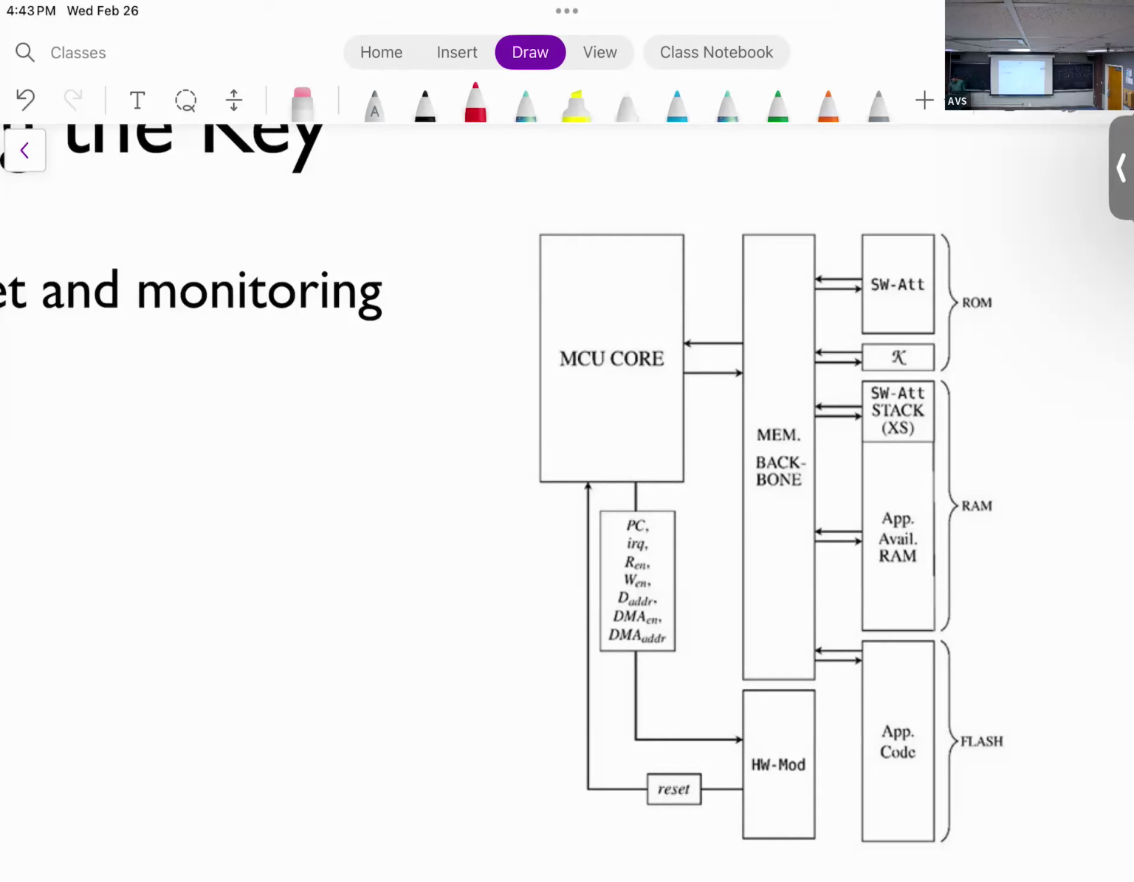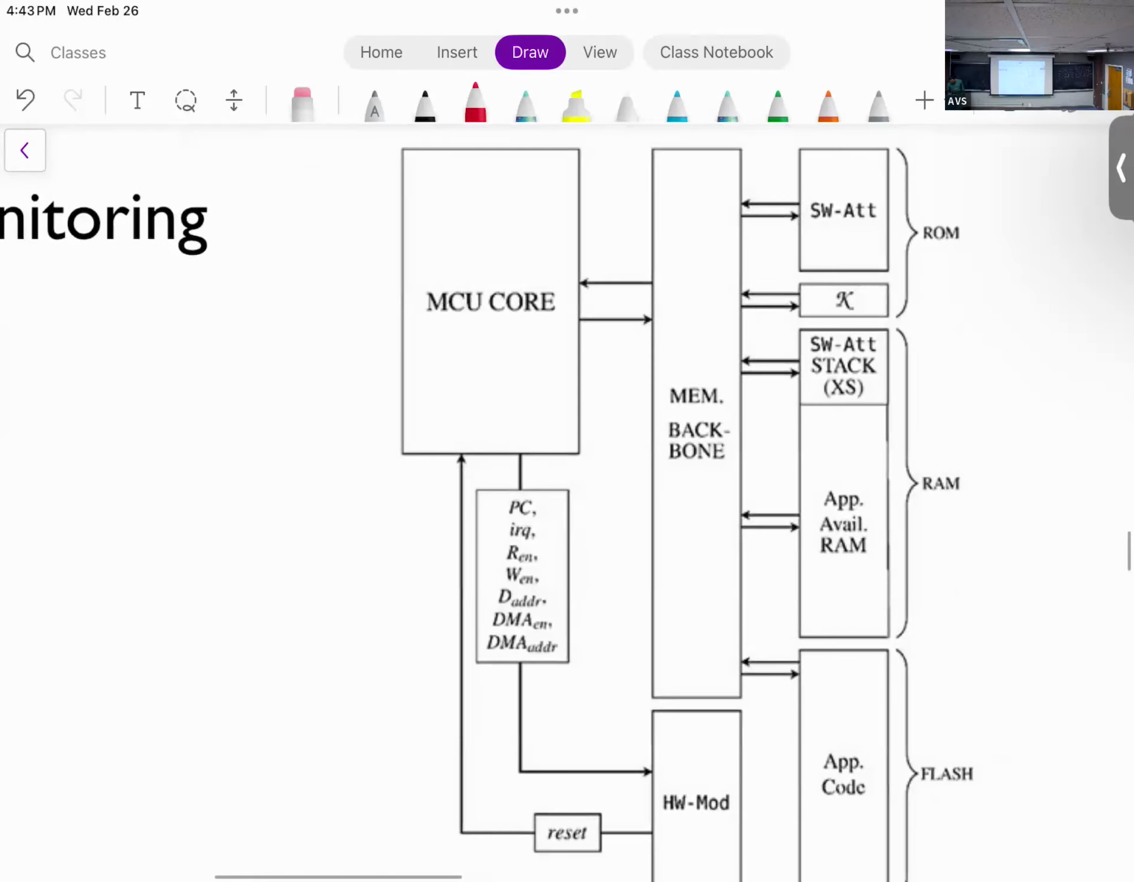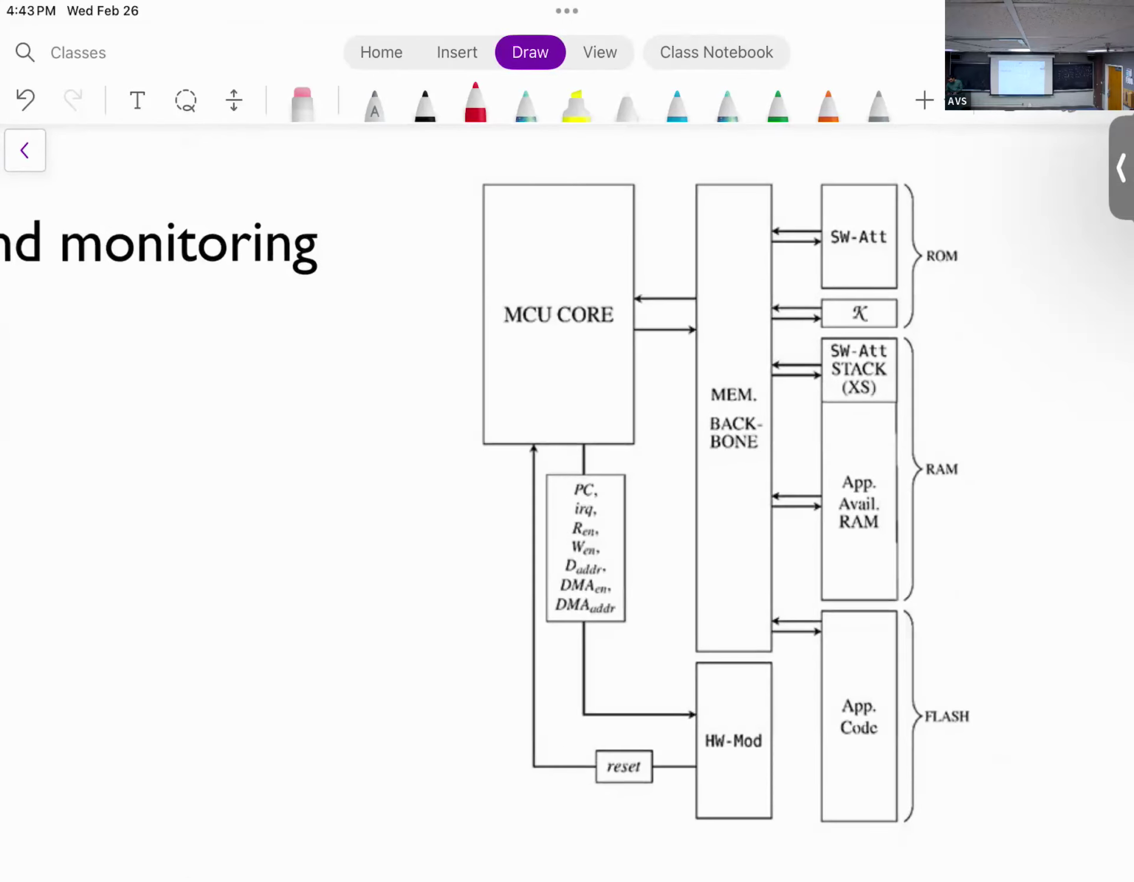So the full design of the system will look like this. So you have your core. You have your memory backbone, which is your bus. Remember I said that there is a software attestation code in the ROM. You also have your key in the ROM. Then in your RAM, you might have your apps, but you might also have the stack for the software attestation. And then you might have other things in your flash.